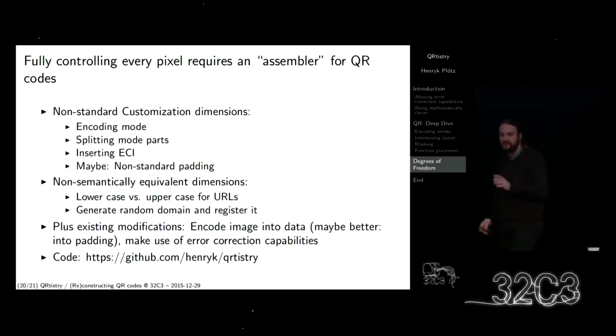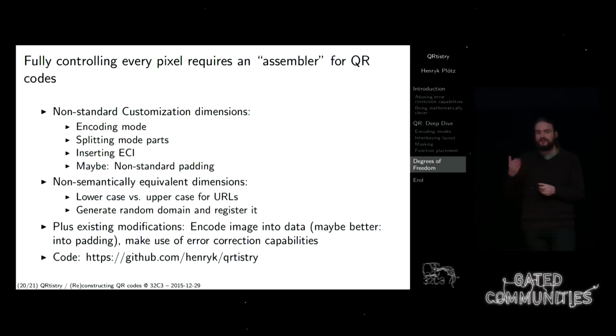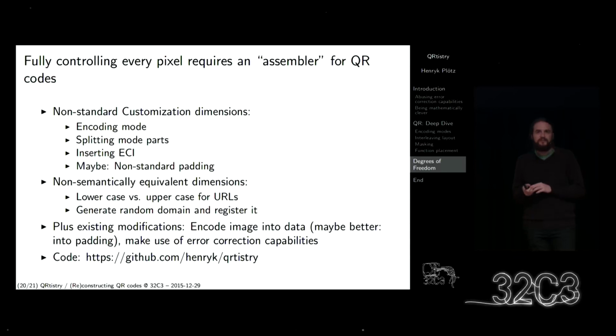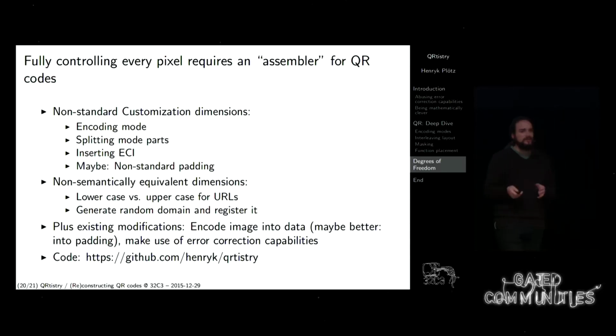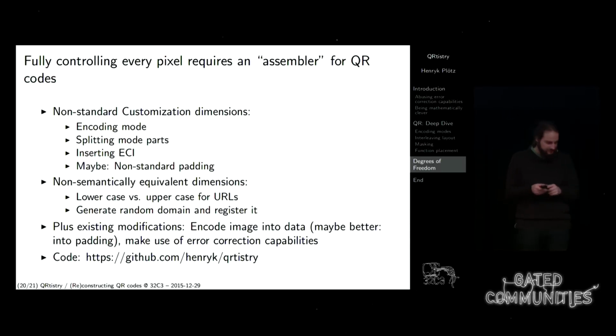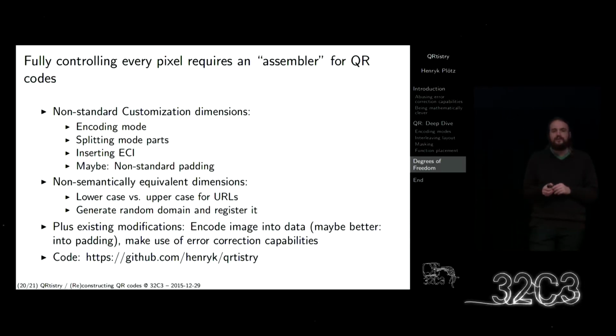In order to do this, you need something like an assembler. The interface for the assembler is not quite ready yet, but as you would do with a software assembler, you would give it very low-level information about what it should do, and then it will assemble the code for you, and you can modify it on a very low level.